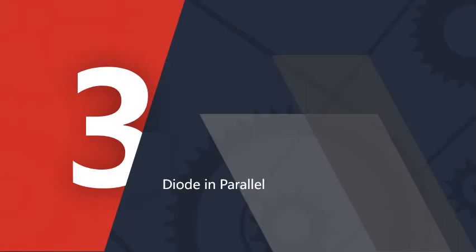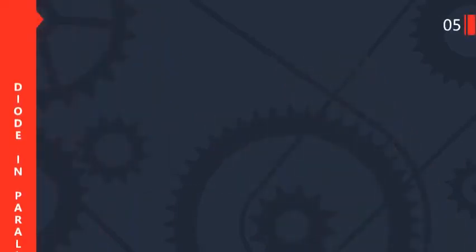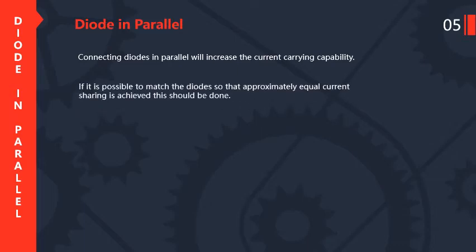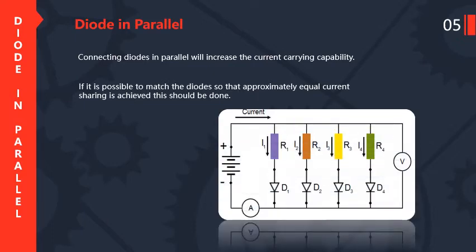Now next topic is diode in parallel. Connecting diodes in parallel will increase the current carrying capability. If it is possible to match the diodes so that approximately equal current sharing is achieved, this should be done. So this is the diagram. In this diagram, the four diodes D1, D2, D3 and D4 are connected in parallel with a supply. The current across diode D1 is I1, the current across diode D2 is I2, I3 and I4 across D3 and D4.